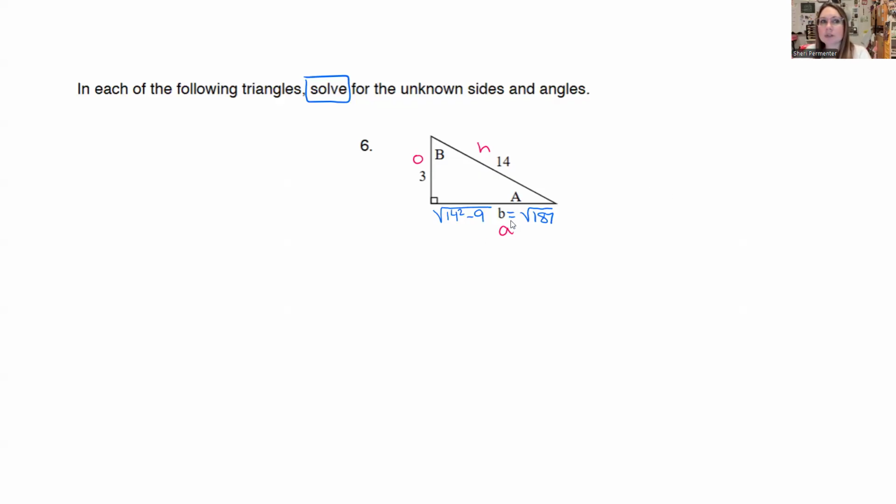If I don't want to work with the square root, which is totally fine because I can pick which trig ratio I use, which trig ratio is going to use opposite and hypotenuse? Sine. Okay, so then I'm going to use the sine ratio. So I have sine of angle A is equal to opposite, which is 3 over 14.